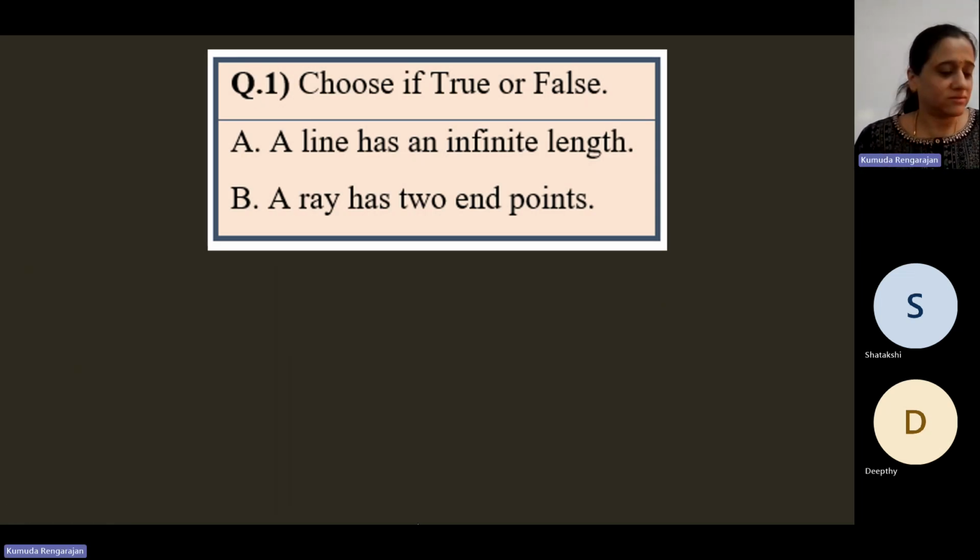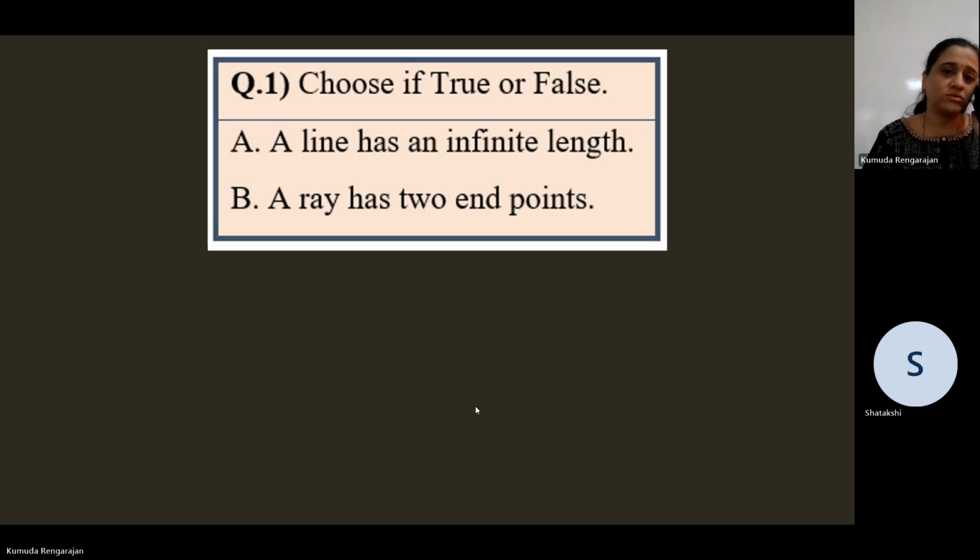Read the statements and keep your answer ready. A line has infinite length. True or false? True. A ray has two endpoints. False.